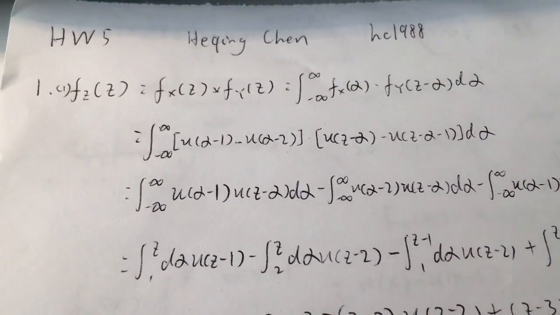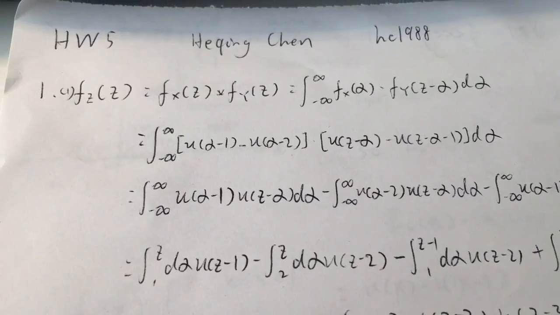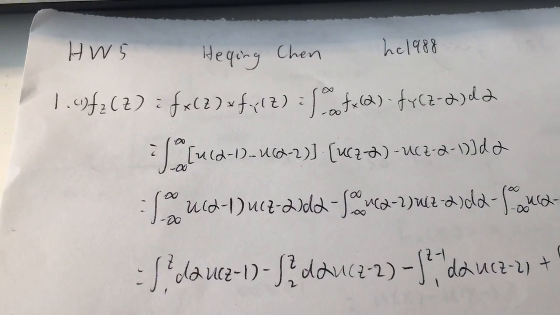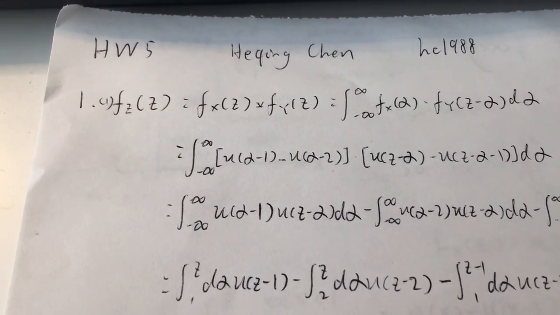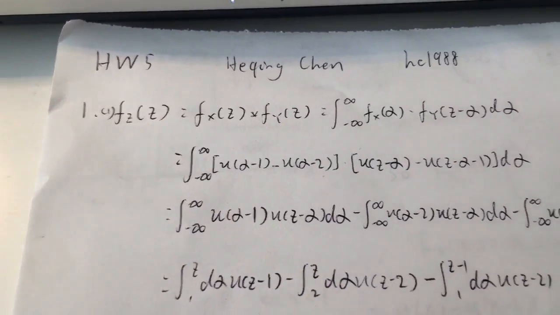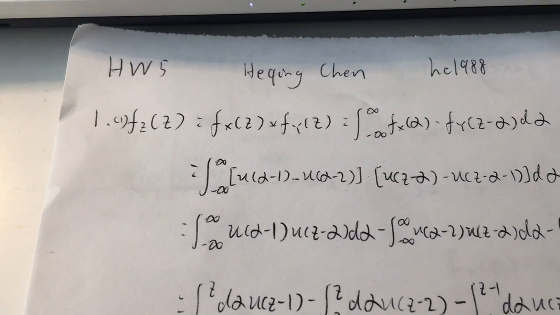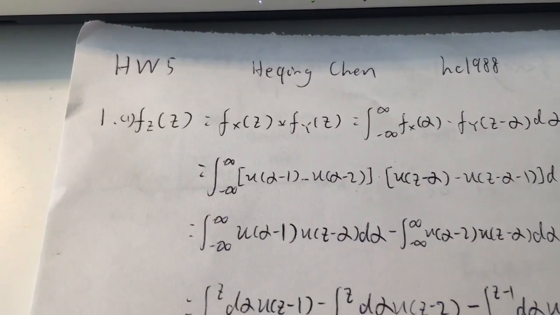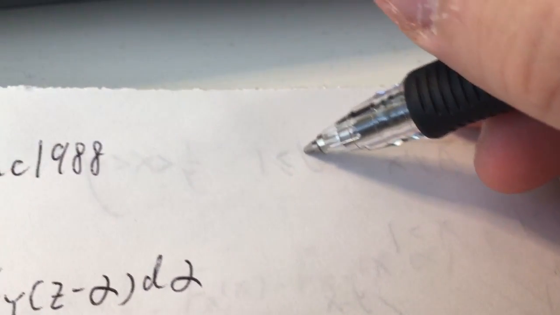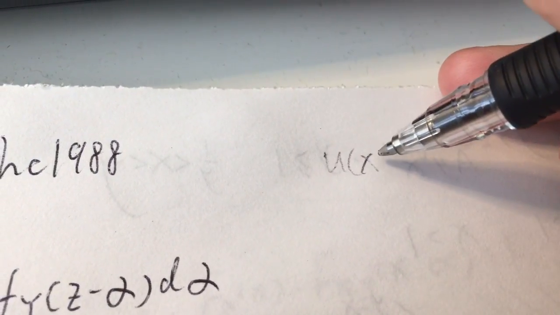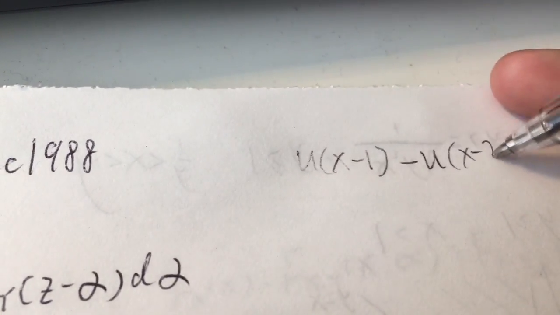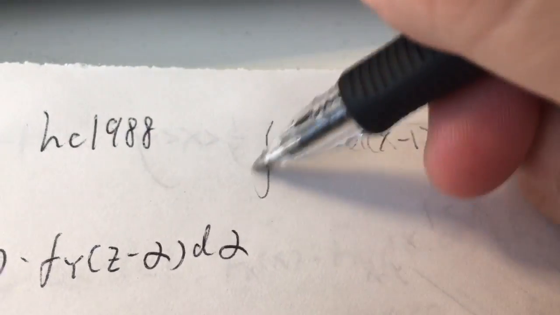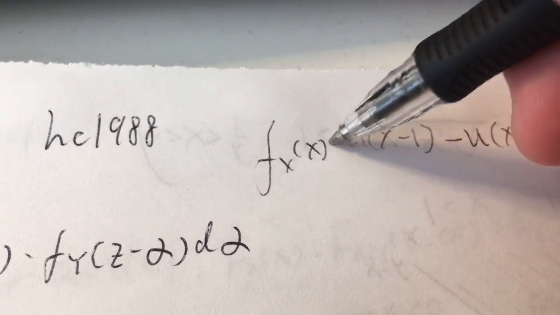We are in homework 5, problem 1. In this problem, it gives us two random variables x and y, which are independent of each other. The density function of x is equal to the step function of x minus 1 minus the step function of x minus 2. That's the density function of x.